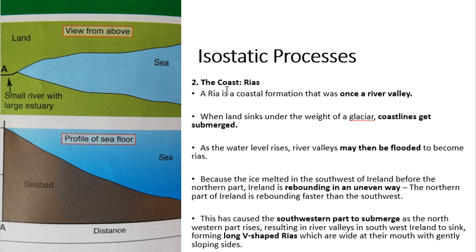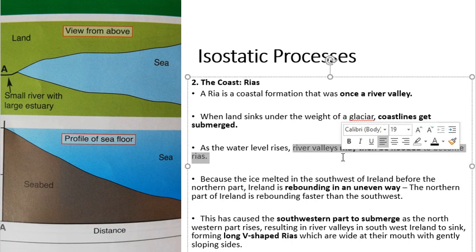Okay, now what happened? Well, as we know, the block of ice came along in the ice age. What effect did this block of ice have? It pushed Ireland downwards 150 meters. What happened then? It meant that lots of parts of Ireland became flooded, and became submerged underwater. So when the land sinks under the weight of the glacier, coastlines get submerged. Okay, and that water then floods river valleys. So river valleys may be flooded to become rias, and there you have it, guys.